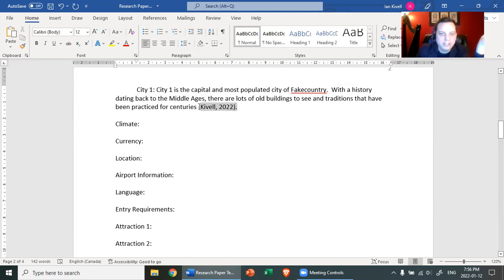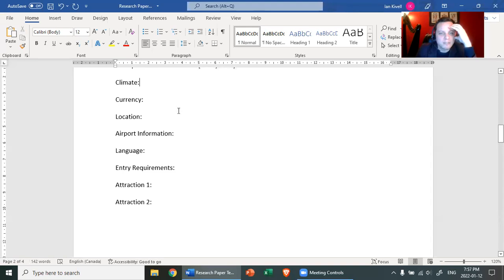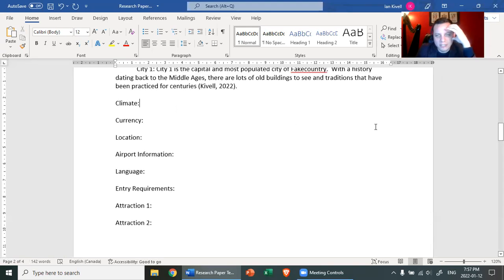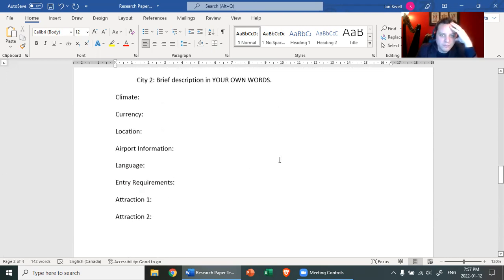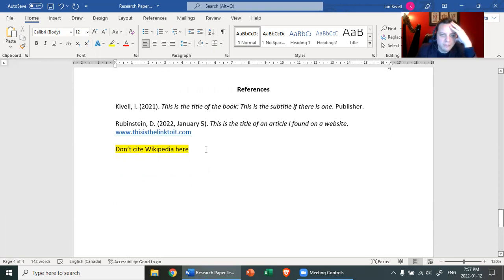So this is where I got the information. It's the book, for example. I'm making this up, of course. Then you can keep these descriptions, these headings. So climate, you'll fill in a little paragraph about that. Currency, a paragraph about that. Second city, same thing. And your reference page, I've just put some examples there for you.